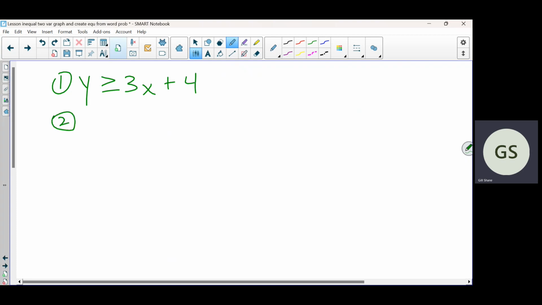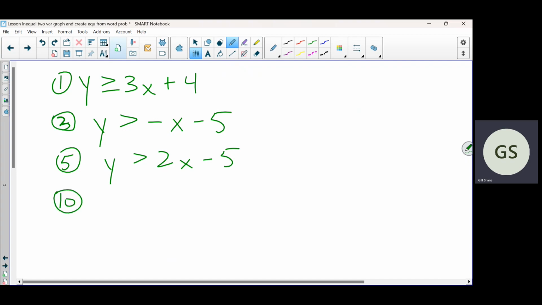These are not the numbers on X here. Number 3. Then number 5. What was the other one? 10. You should have done 12 the other day, so you might have already done 12.